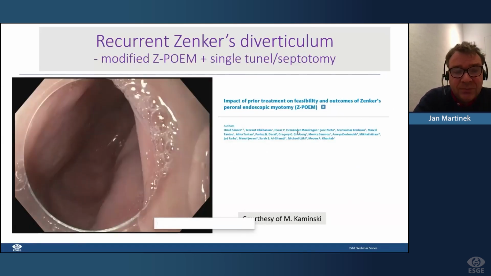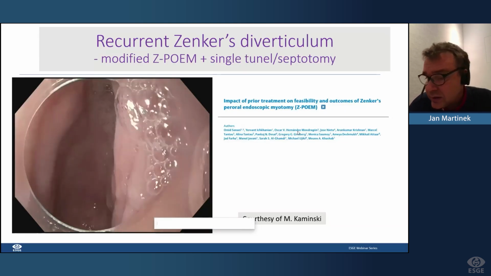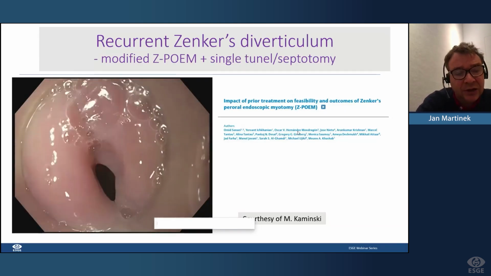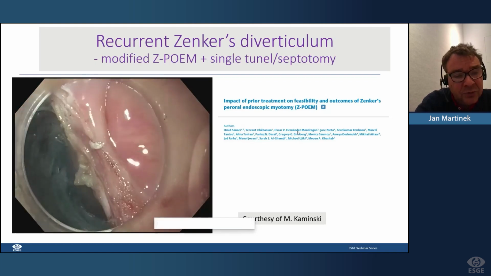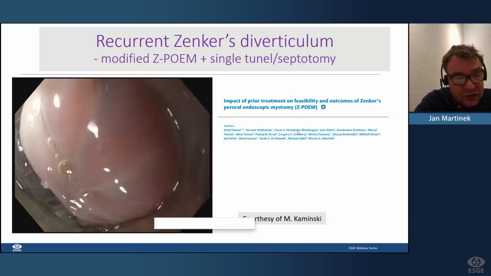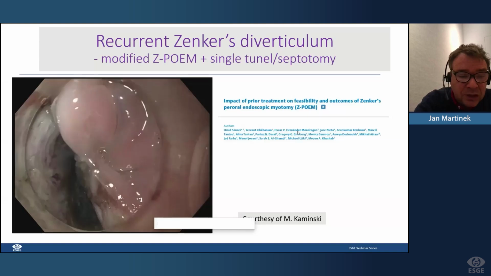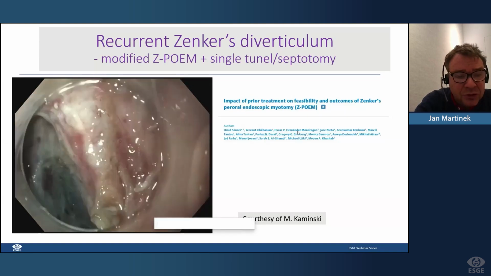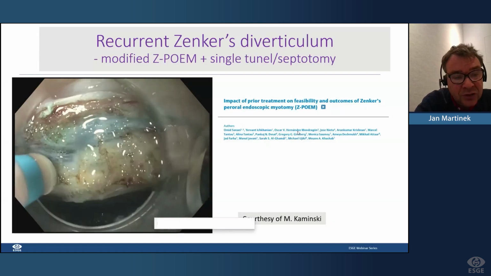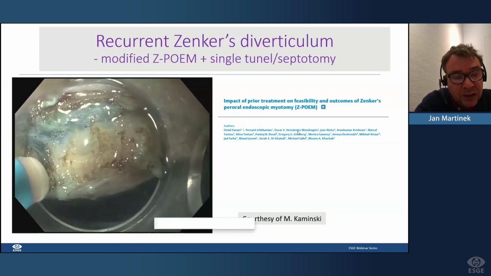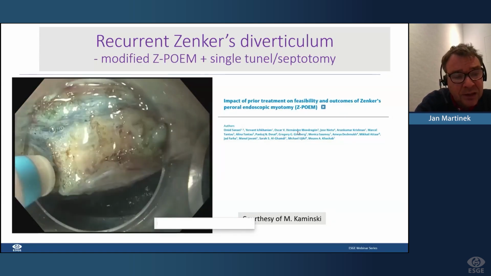What about ZPOM in patients with recurrent diverticulum? So this is a patient with a recurrent Zenker diverticulum after traditional septotomy, and because of fibrosis, it's usually impossible to perform 2 tunnels. So this is the modification. The video comes from Michal Kaminsky's department.